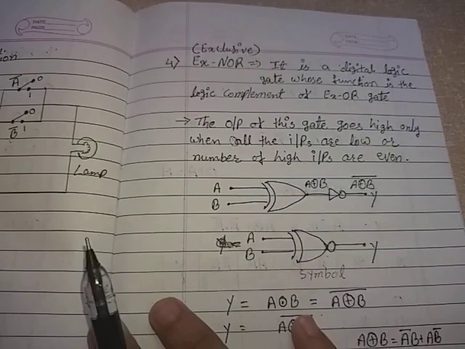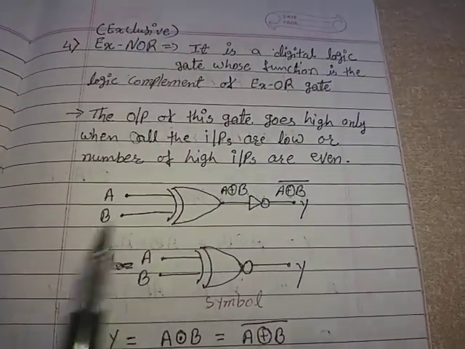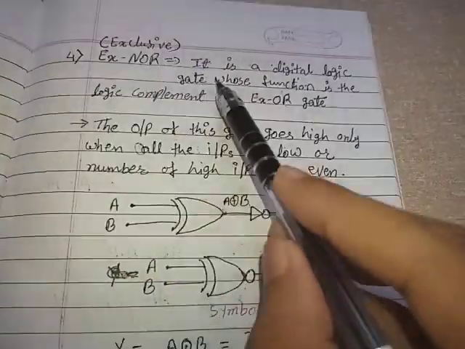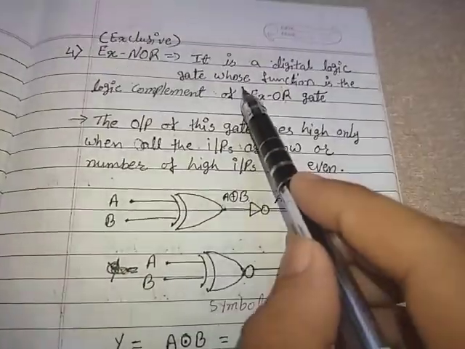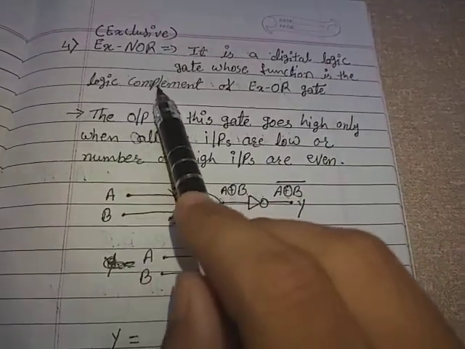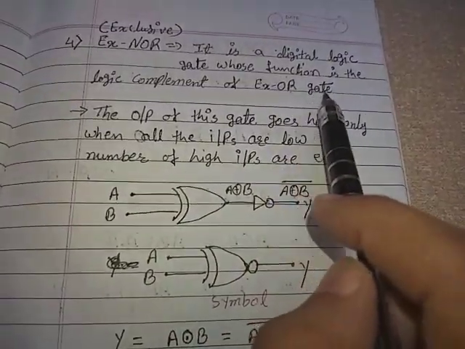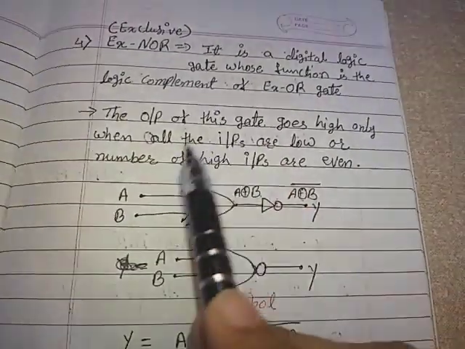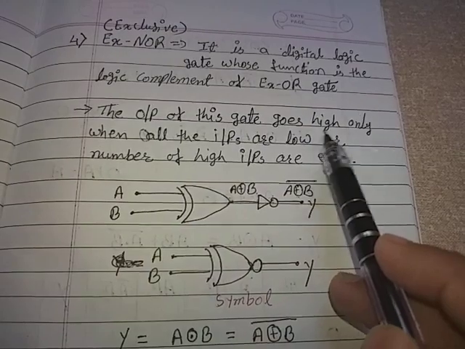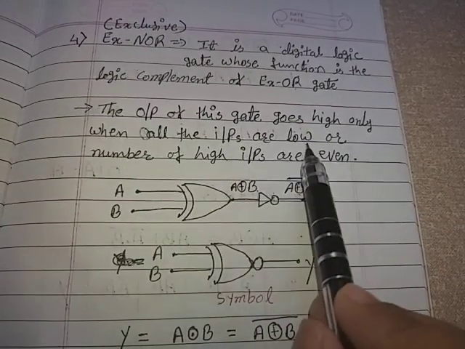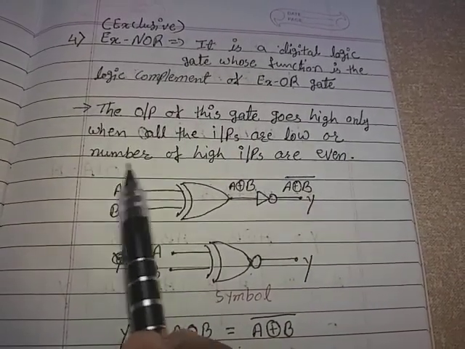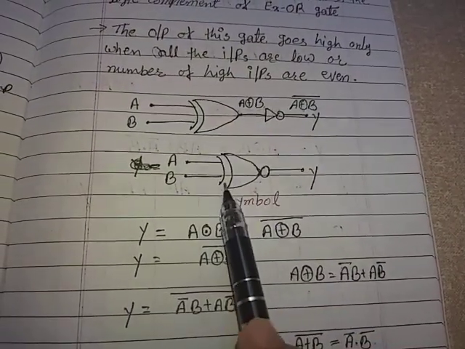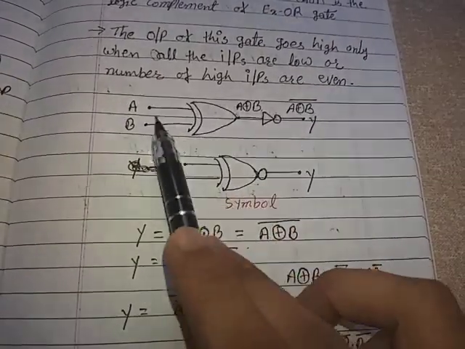Now let's move to the next gate, the last one, XNOR, that is the exclusive NOR gate. It is a digital logic gate whose function is the logical complement of the XOR gate, that is, NOT of exclusive OR. The output of this gate goes high only when all the inputs are low or the number of high inputs is even. Here is the symbol, and NOT of XOR.